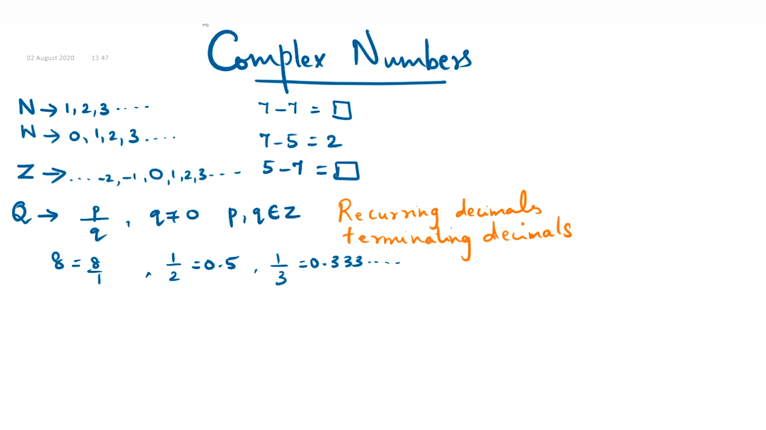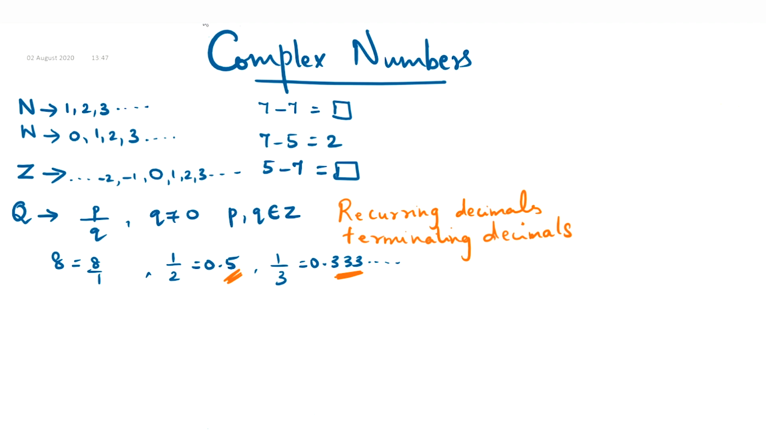Now what do you mean by recurring? Recurring means, when you divide 1 by 3, we get 0.333. The same number is repeated again and again, so it is called a recurring decimal. Recurring means repeating. What do you mean by terminating decimal? If we divide 1 by 2, we get 0.5. No number will come after this 5, so it is terminated here. So it is called a terminating decimal.